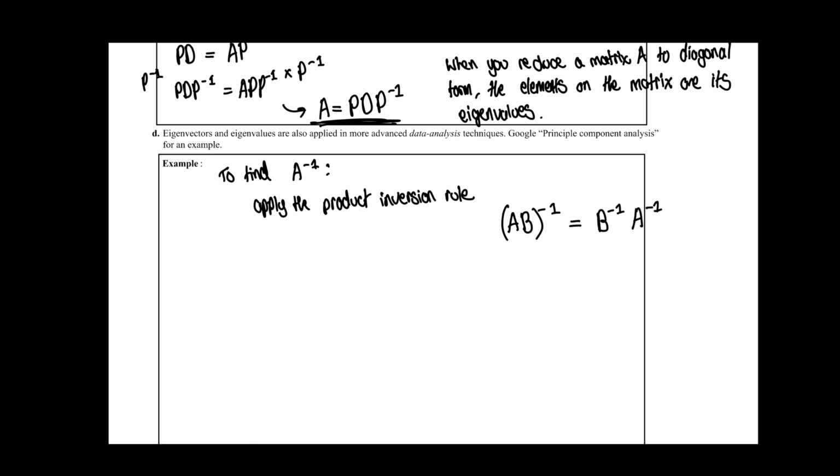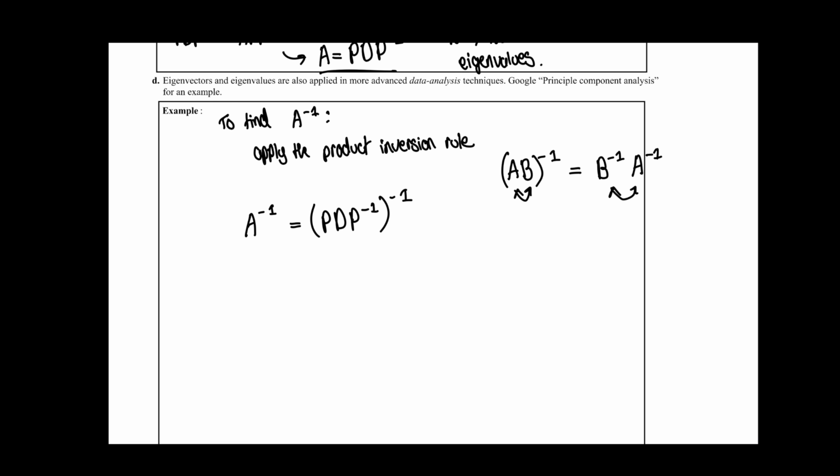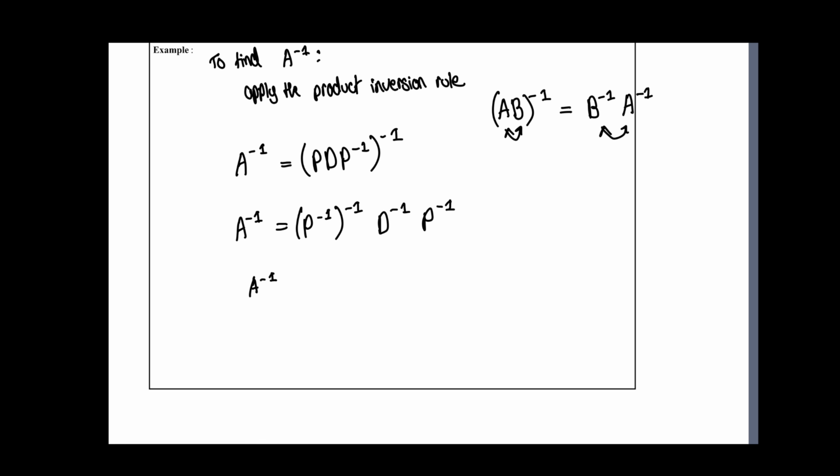rule on this equation, we have A inverse is equal to PD P minus 1 all inverse. And what you should notice is that this order reverses when we use this rule, hence inversion. So we get P minus 1 minus 1, the inverse matrix of the diagonal, and then the inverse of P. If you invert P and then invert it again, you're just left with P. So we get P multiplied by the inverse of D multiplied by P inverse. So all of this is equal to the inverse matrix of A.